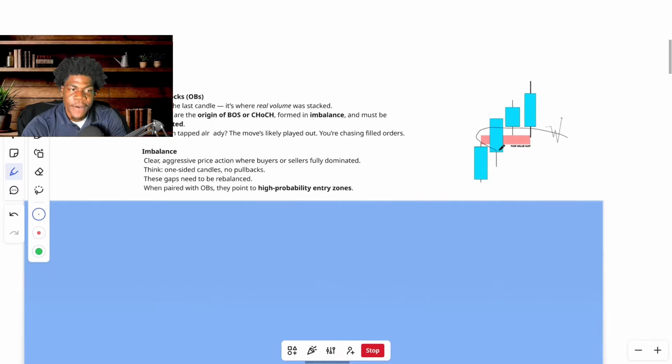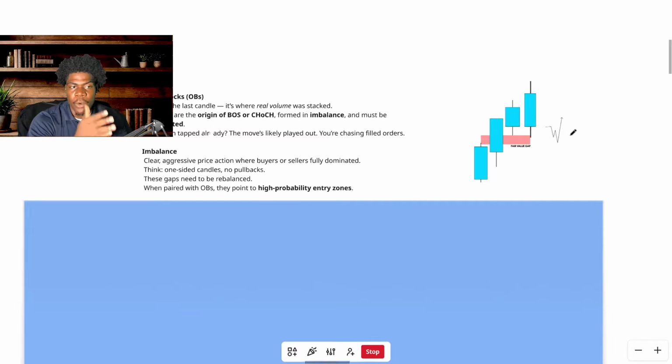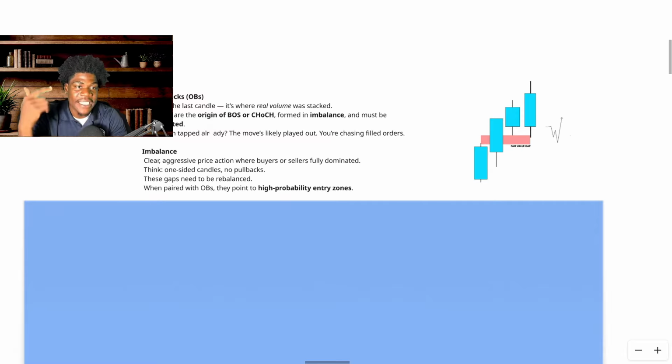When we pair these fair value gaps with our order blocks, right, the previous concepts, an order block and a fair value gap, that's called a unicorn model. That right there is a powerful model. I just made a video on that model just the other day. Make sure you watch that video also. But those two concepts right there are already crazy, right? But we have more, right?